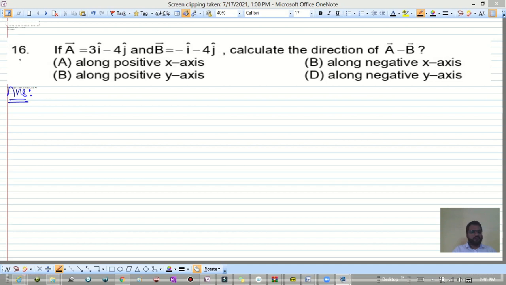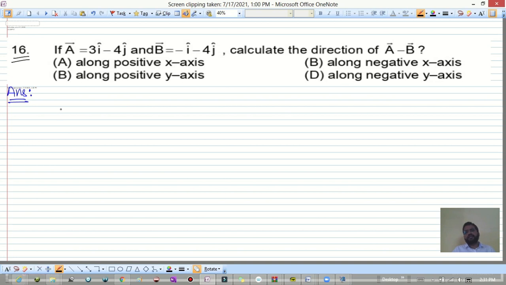So in this video we'll see some solutions of vector and kinematics problems. So see here, this is question number 16. It is given, if a bar is equal to 3i hat minus 4j hat and b bar is equal to minus i hat minus 4j hat, calculate the direction of a bar minus b bar. Along positive x-axis, first option. Along negative x-axis, second option. Along positive y-axis, third option. Along negative y-axis, fourth option.